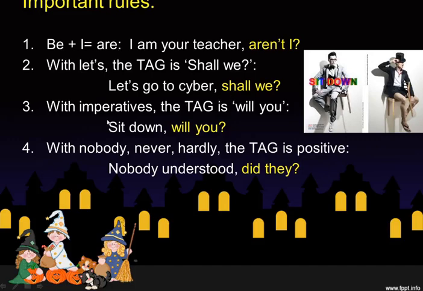Okay. Next, third one. With imperatives, the tag is "will you". With imperatives, like "Sit down", there is no auxiliary verb. It's an imperative sentence. There is no auxiliary verb, so we have to use "will". "Sit down, will you?" You need not search for the auxiliary verb for this statement. "Sit down" is a command, and we have to use "will you".